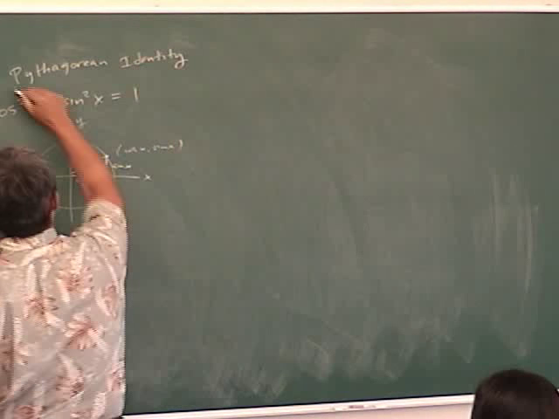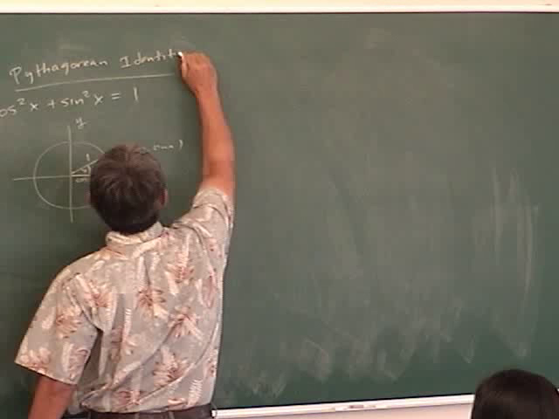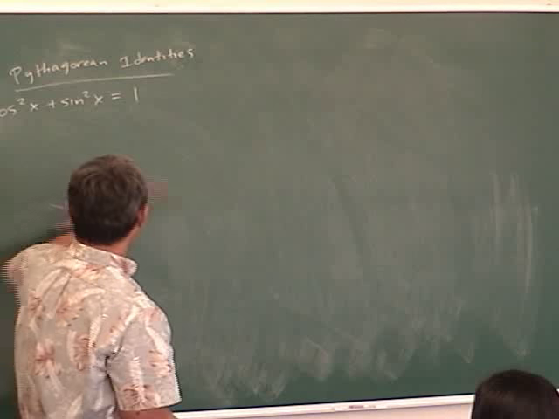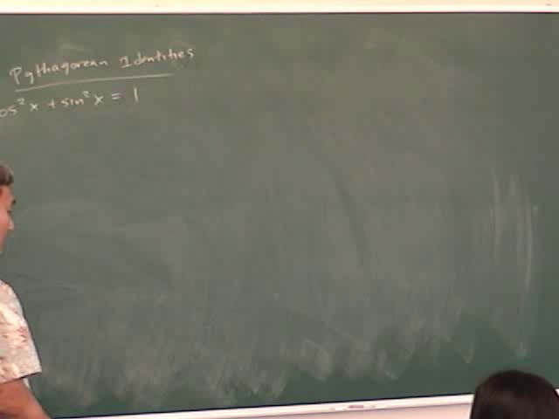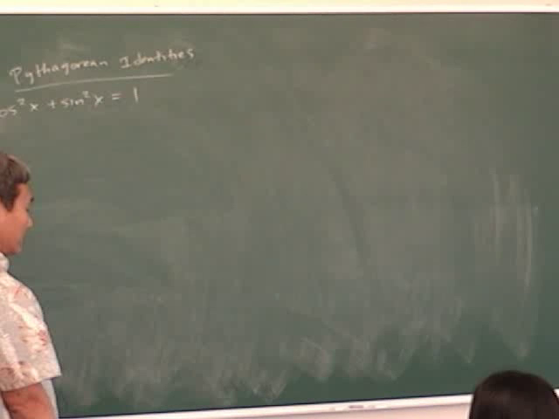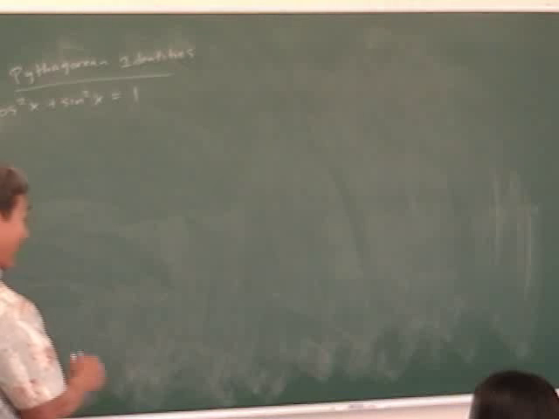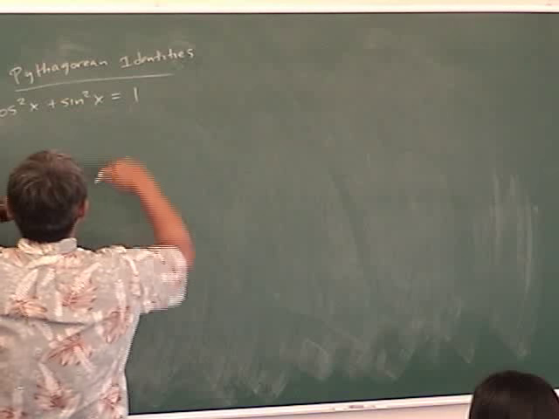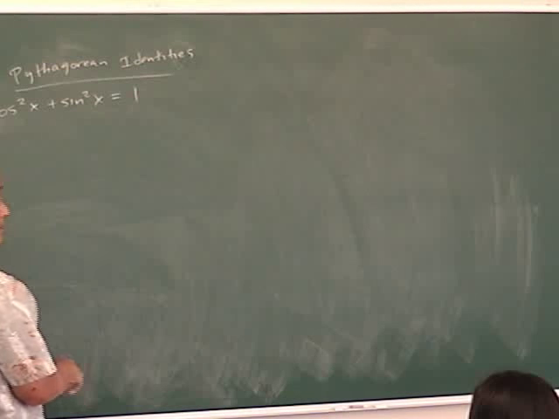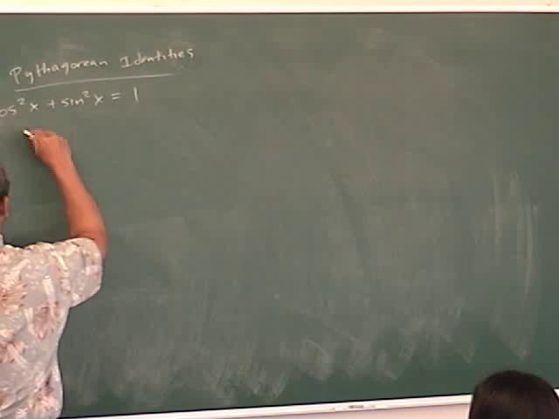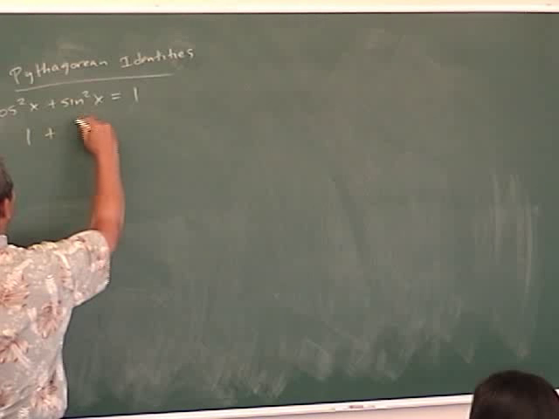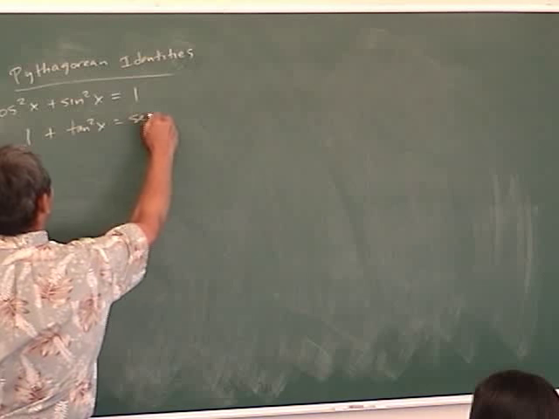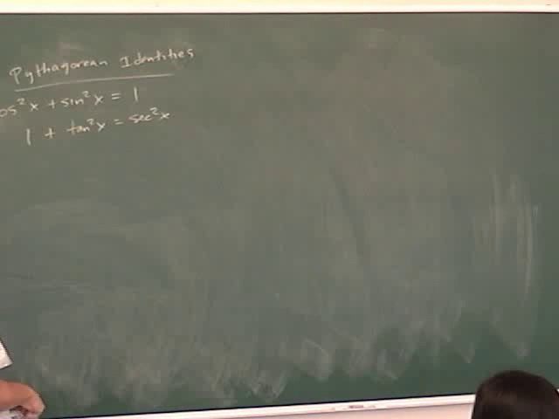However, there are 2 others. So the Pythagorean identities. Now I'm sure you learned the other 2, right? Now to derive the other 2, all you have to do is division. Take this equation and divide both sides by cosine squared x. And there you go, that's the second Pythagorean identity.